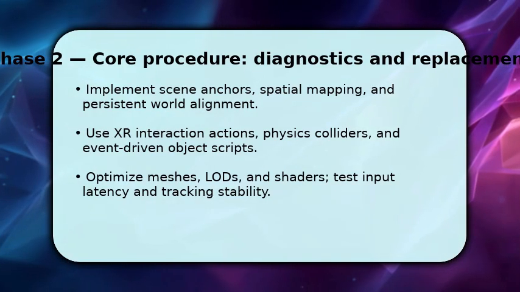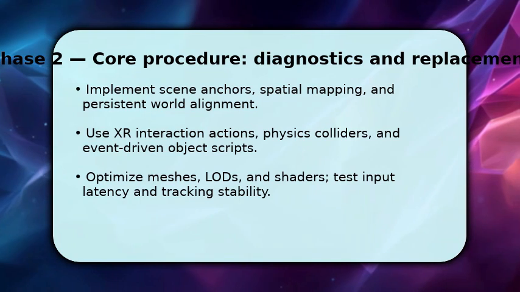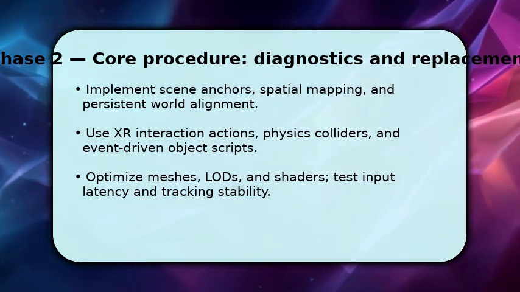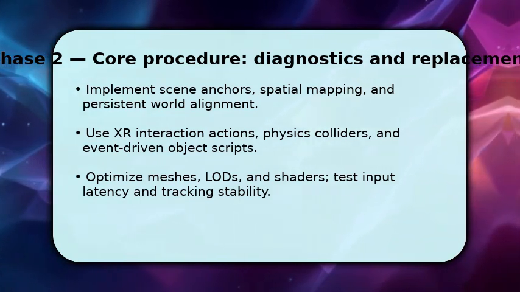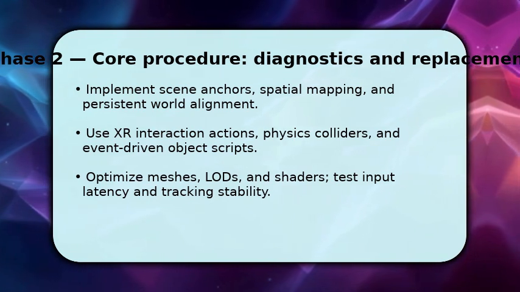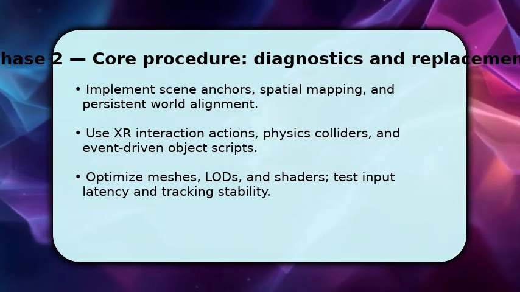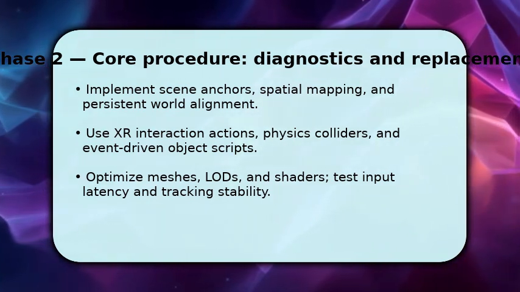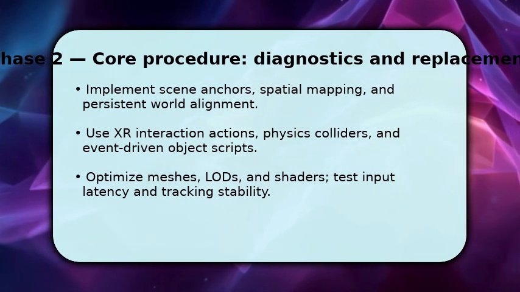Now you build the game logic that interacts with real space. Create anchors for persistent placement and use spatial mapping to detect surfaces so virtual objects sit correctly. Then wire XR input, actions, raycasts, and grab interactions so players can manipulate objects naturally.